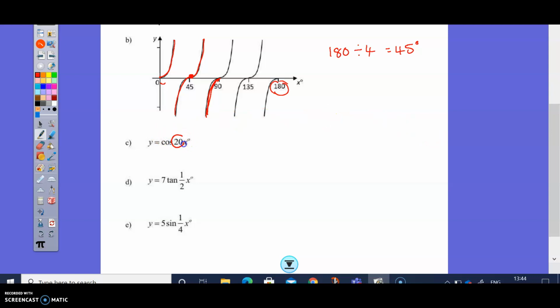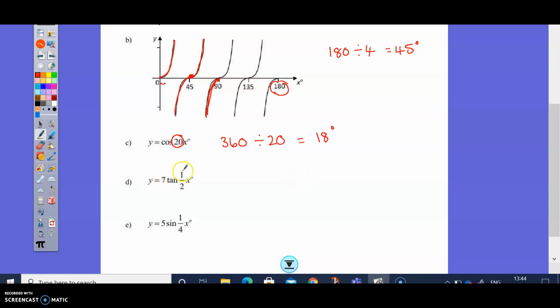See, we've got cos 20x. That means there's 20 of them in 360. So do 360 divided by 20, which gives me 18 degrees. Imagine what that would look like: a cos graph repeating itself every 18 degrees.